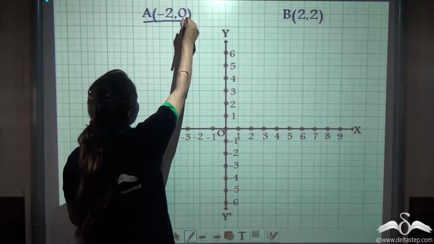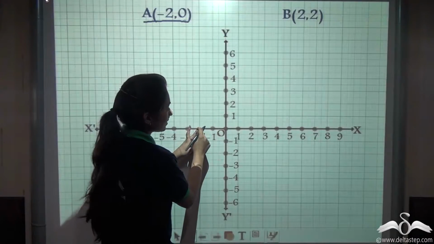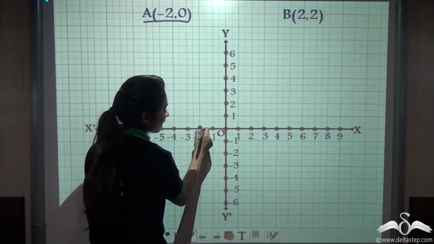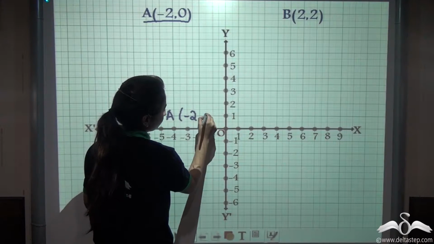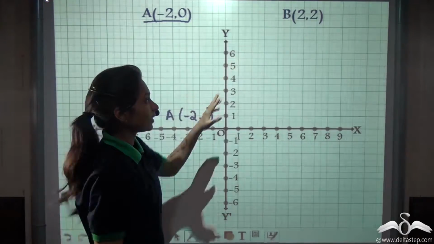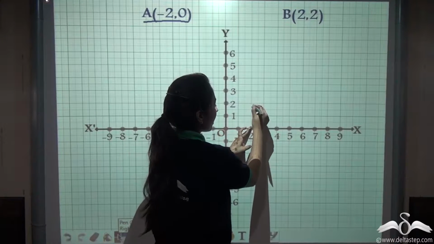First let us plot A, that is minus 2, 0: minus 2 on the x-axis and 0 on the y-axis. That means this point will lie on the x-axis. A is minus 2, 0. Similarly, plot B, that is 2, 2. That means 2 on the x-axis and 2 on the y-axis.